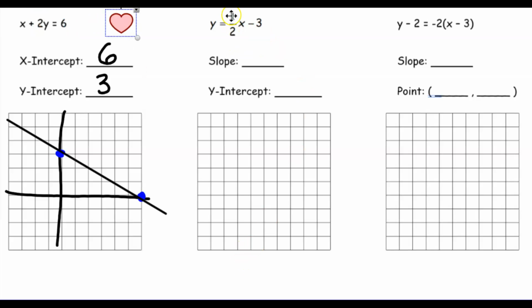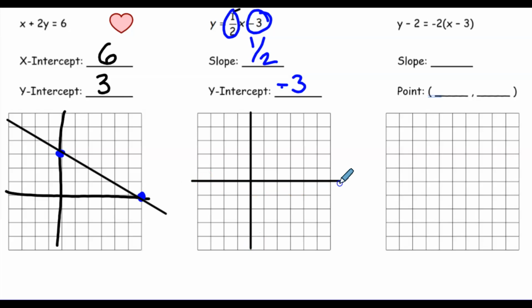Alright, the next form given is the slope-intercept form, and it's exactly what it says. It's the slope and the y-intercept. The slope in this equation is 1/2. Remember, that's the rise over the run. We'll get to that in a second. The y-intercept is -3.